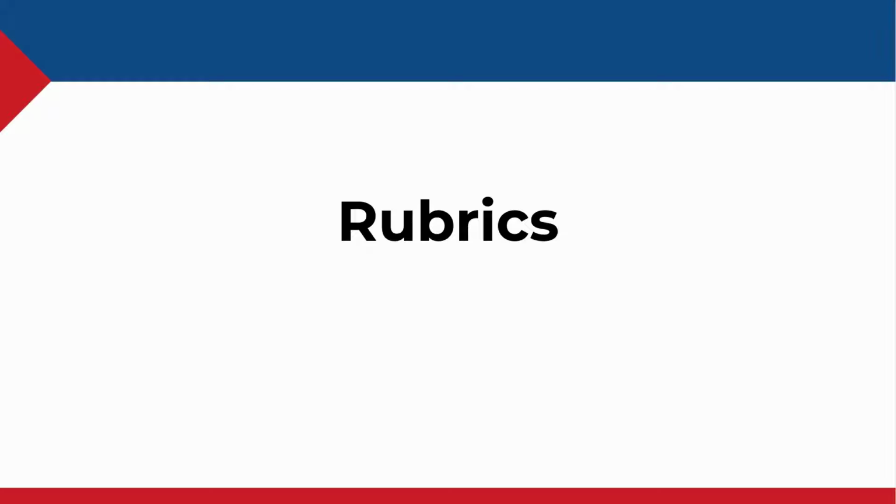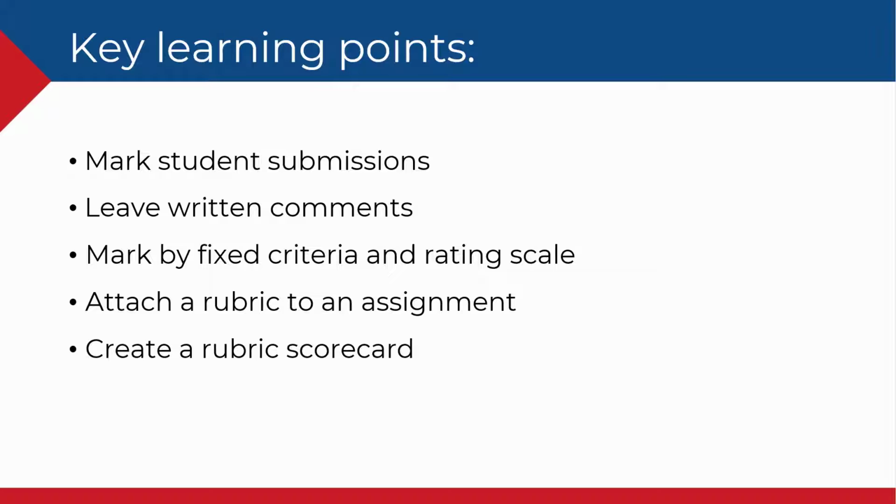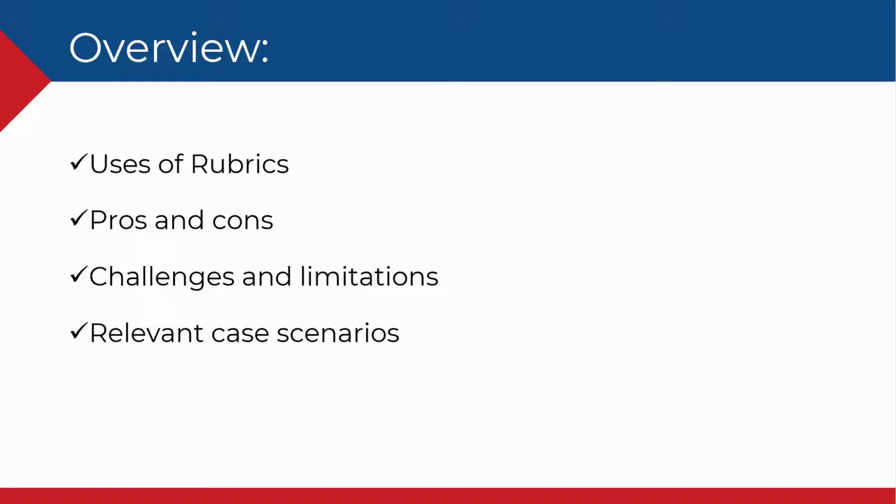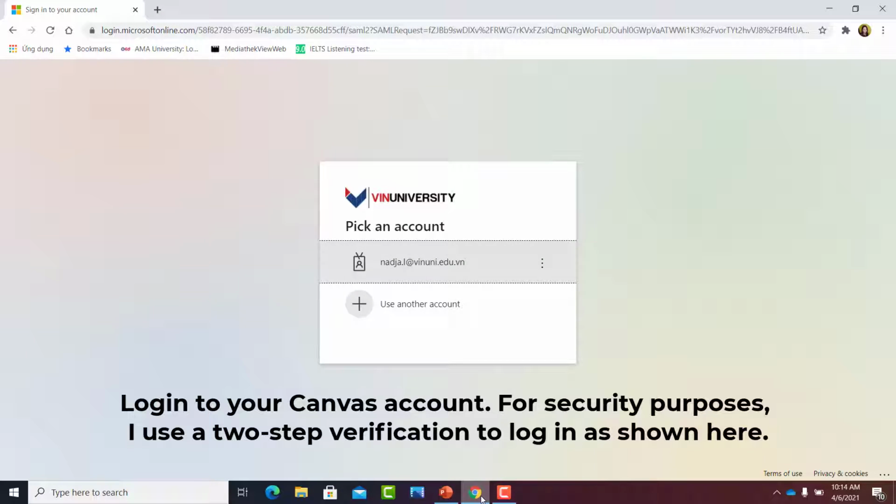By the end of this video, you will know how to mark student online submissions using a fixed criteria or set of criteria and a rating scale. I will show you how to leave written comments in each criteria of the rubric, as well as a general comment on the assignment. We will also showcase creating a simple group presentation rubric that you can attach to an assignment. We will also cover the pros and cons of using rubrics, some challenges and limitations, and maybe one or two relevant case scenarios. So let's get started.